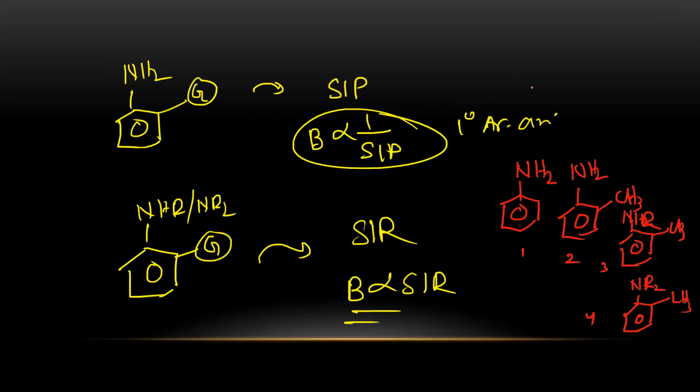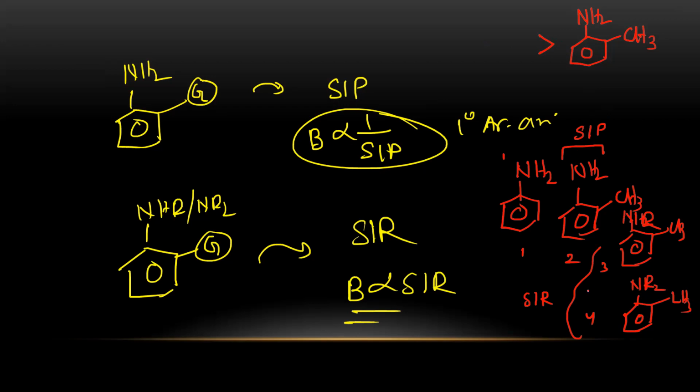Now, the least basic will be NH2 CH3. It will be least basic. Why? Because in this molecule, we know steric inhibition of protonation will be applied. But for these two molecules, steric inhibition of resonance will apply. And we know steric inhibition of protonation decreases basicity, right? They're inversely proportional. So basicity will be least for this.